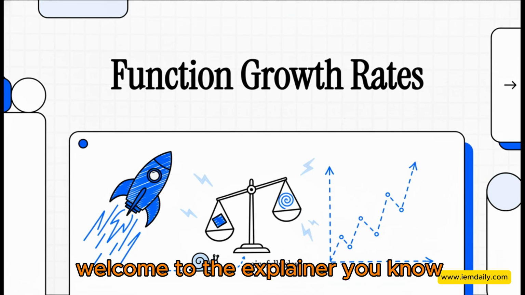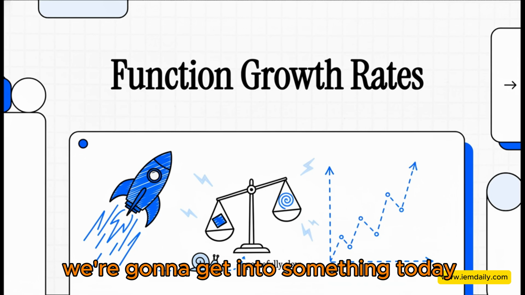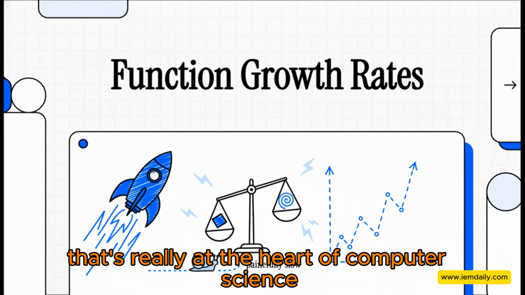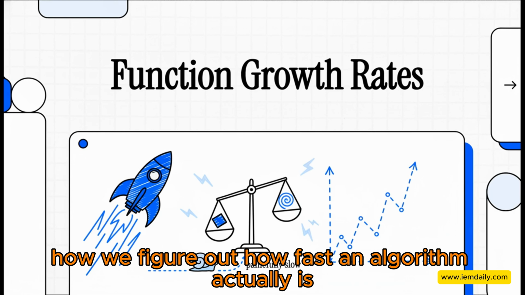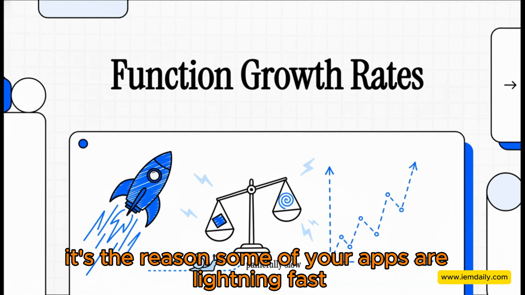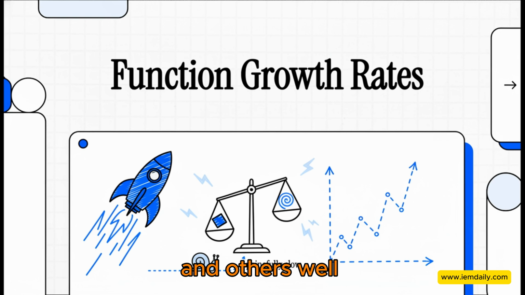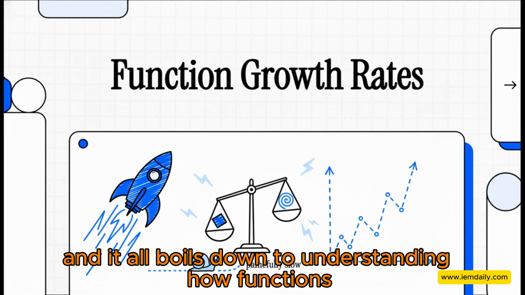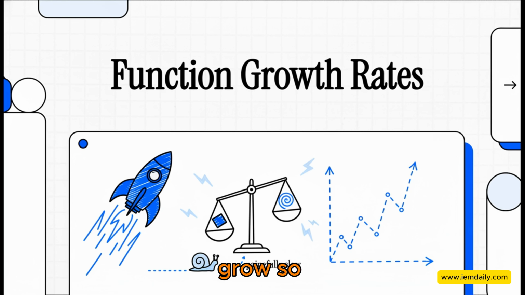Welcome to The Explainer. We're going to get into something today that's really at the heart of computer science, how we figure out how fast an algorithm actually is. It's the reason some of your apps are lightning fast and others, well, not so much. And it all boils down to understanding how functions grow.